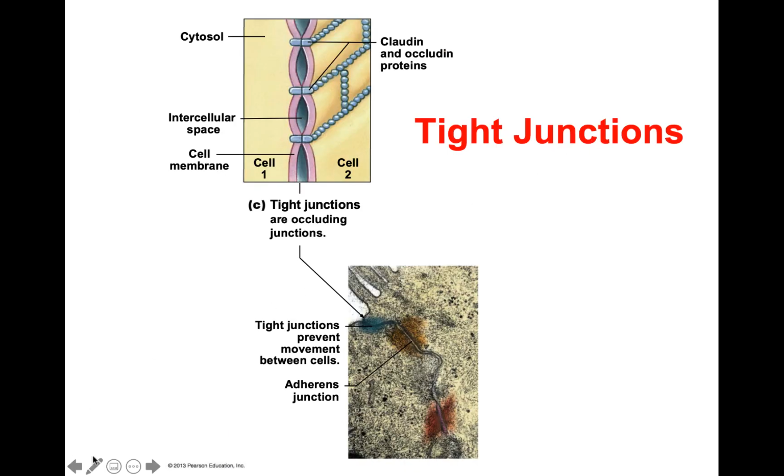The next kind of junction is called a tight junction. And tight junctions are going to be just like the name states. They're junctions that really hold the plasma membranes tightly together. They don't allow any movement back and forth or in between. The names of these proteins are called claudins and occludins.